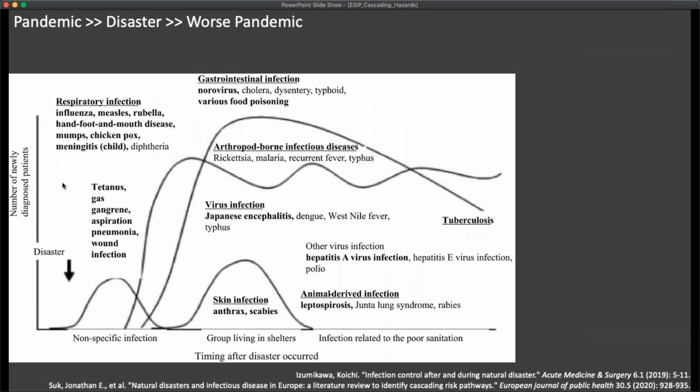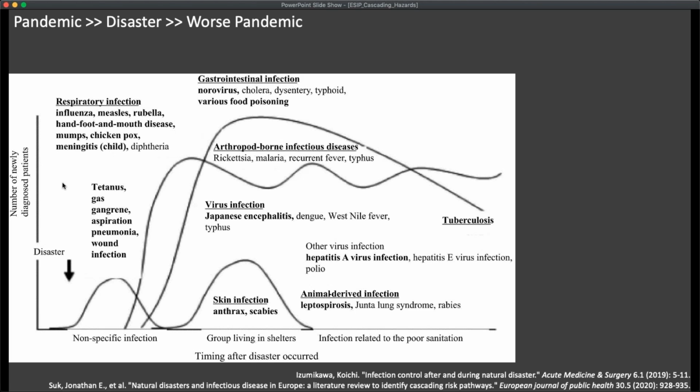And finally, I wanted to talk a little bit about COVID. The reason why I think that's becoming a cascading effect is essentially that any disaster on its own is a shock to the system. And when that happens, we lose the preventative measures that allow us to not get sick.